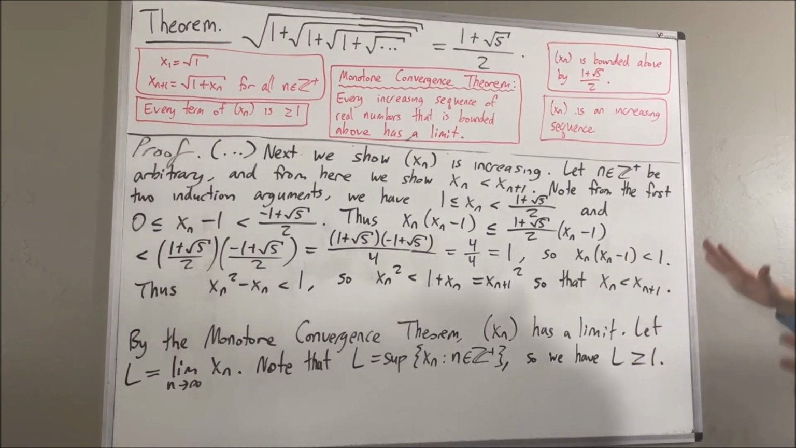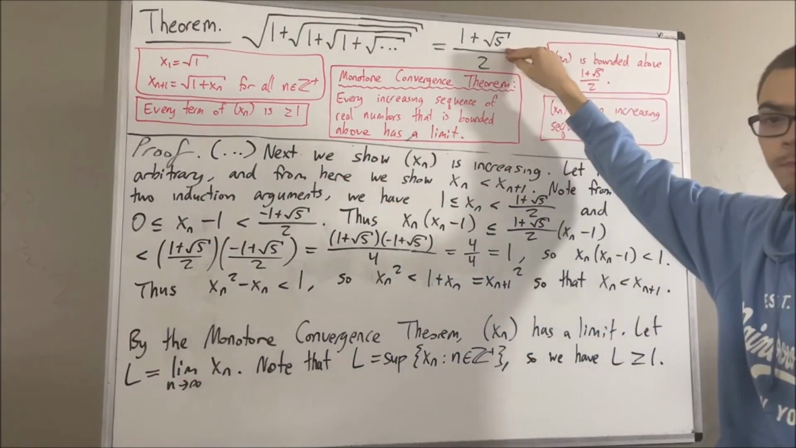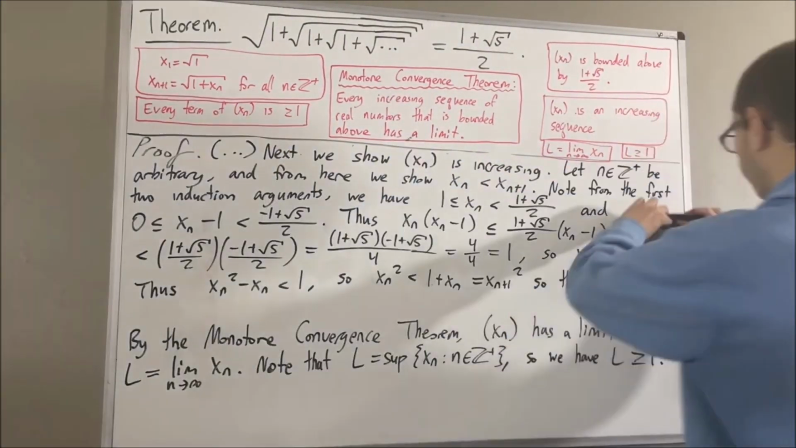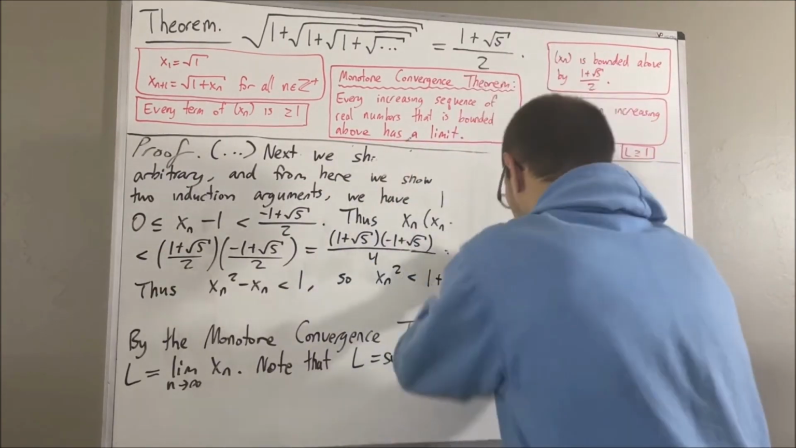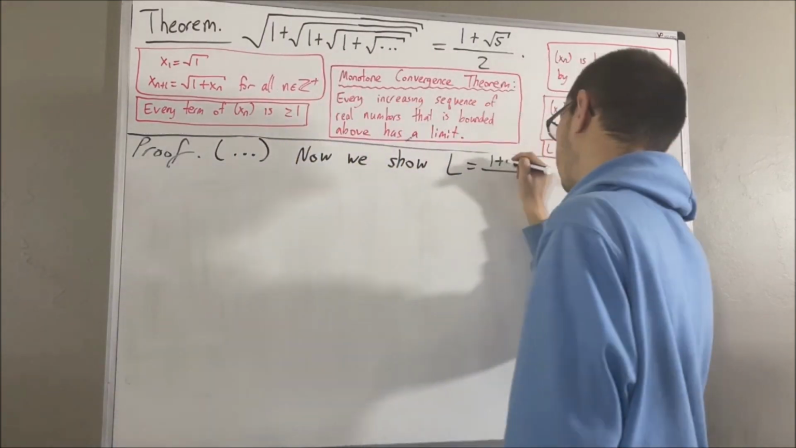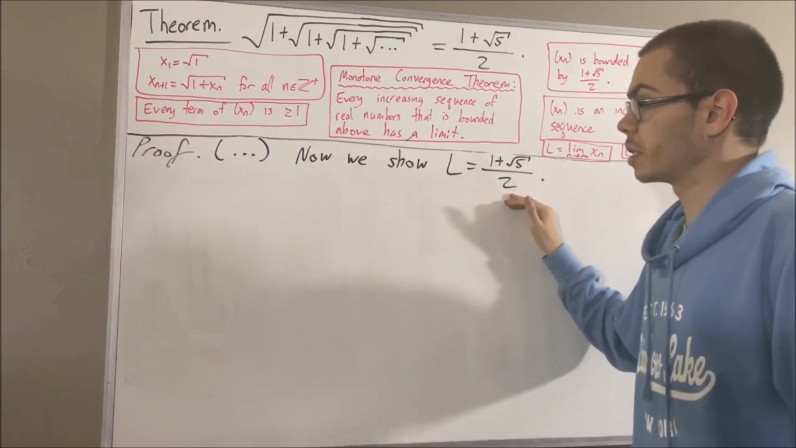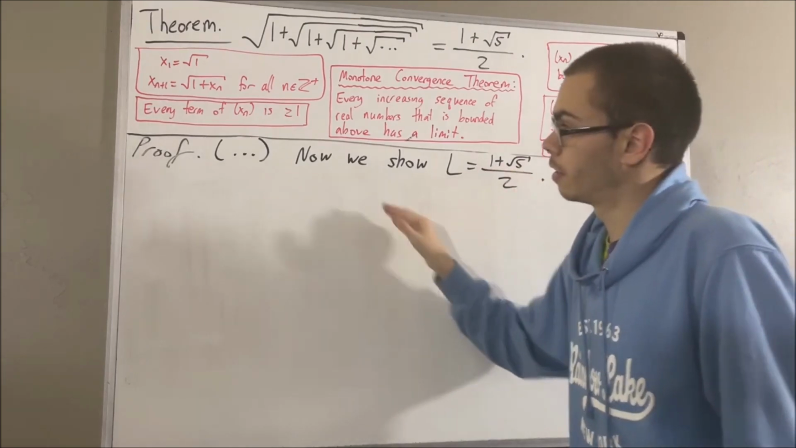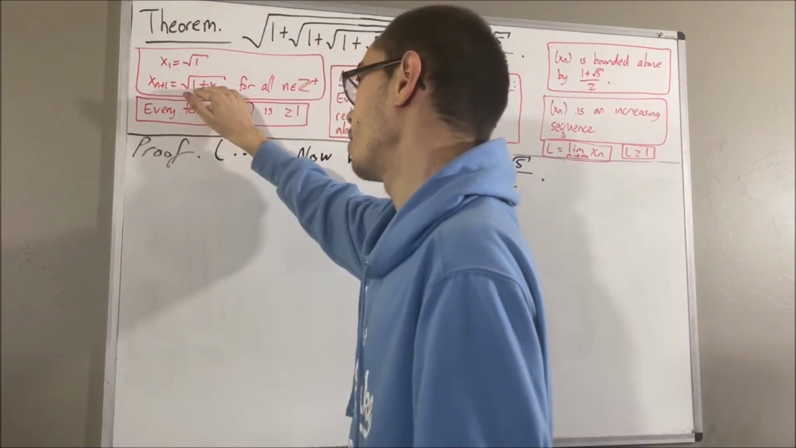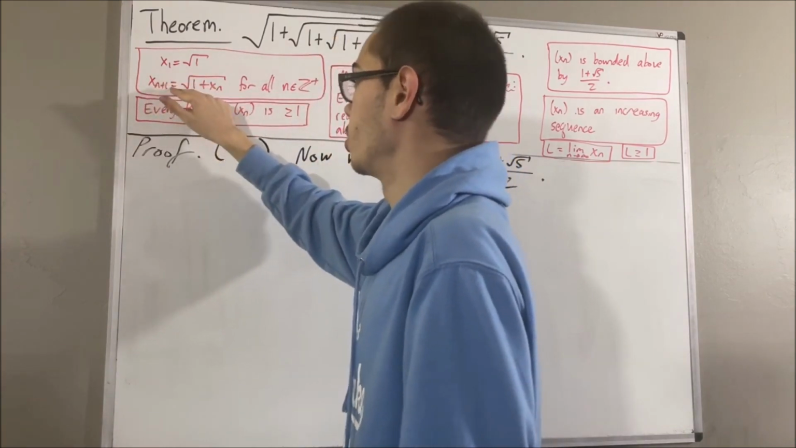Okay, now the whole goal from here is to show that this limit is in fact equal to the golden ratio. So that's what we're going to do next. Now, to show that L is the golden ratio, let's notice, given any positive integer n, this equation is true. If we square both sides, then given any positive integer n, we have that x_{n+1} squared is equal to 1 plus x_n.